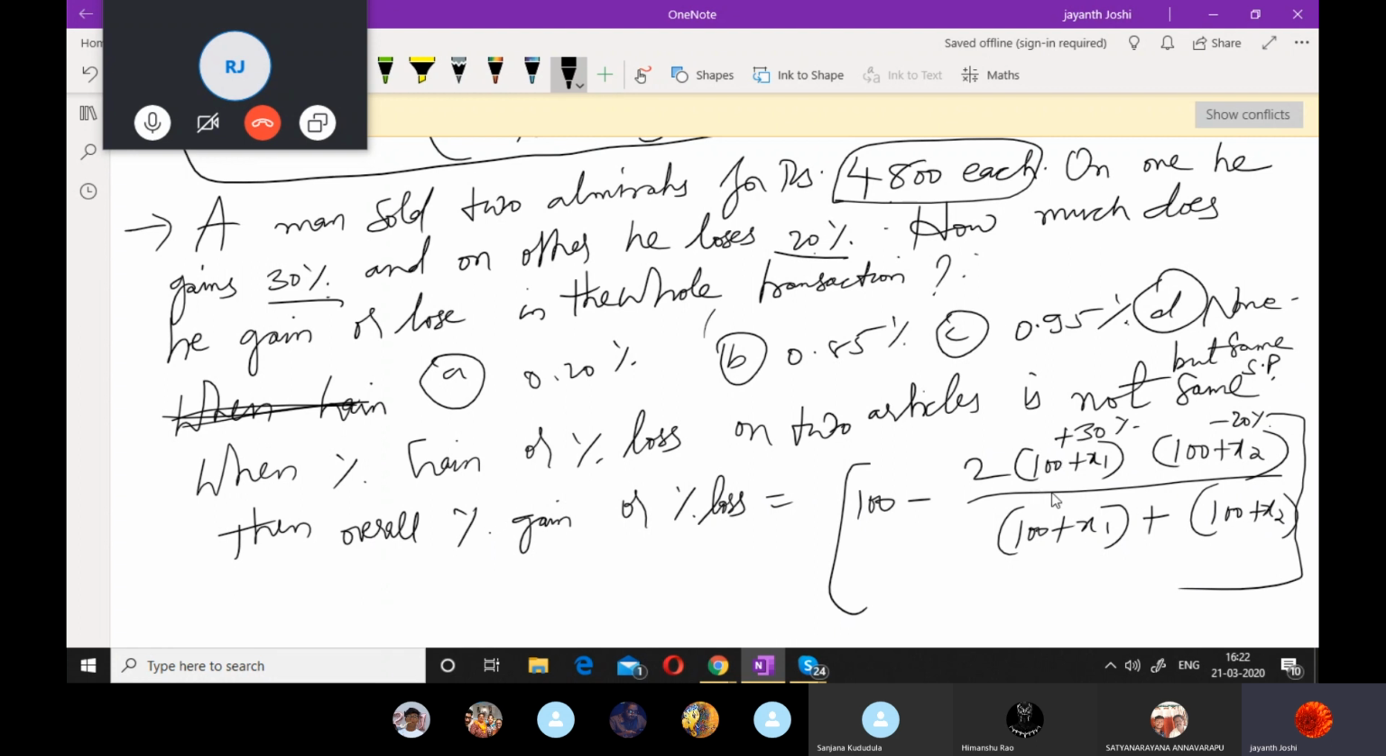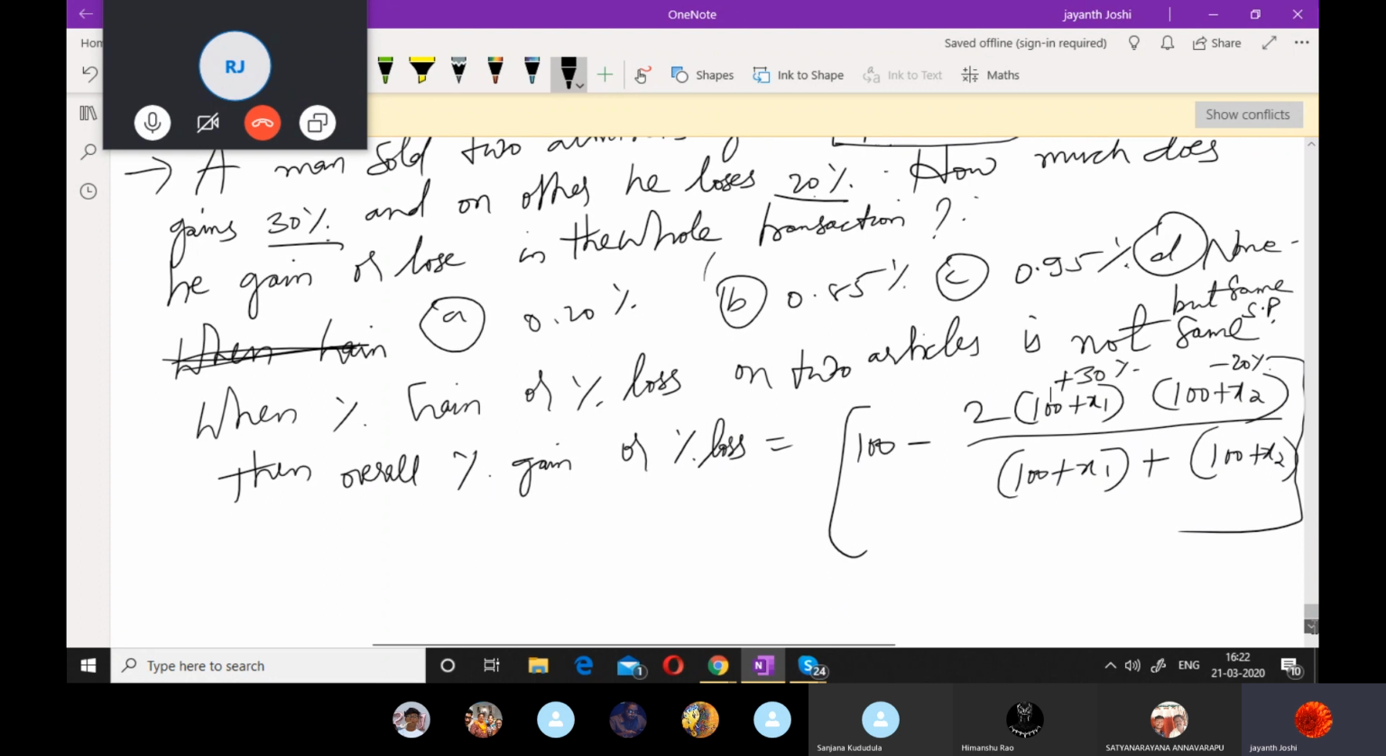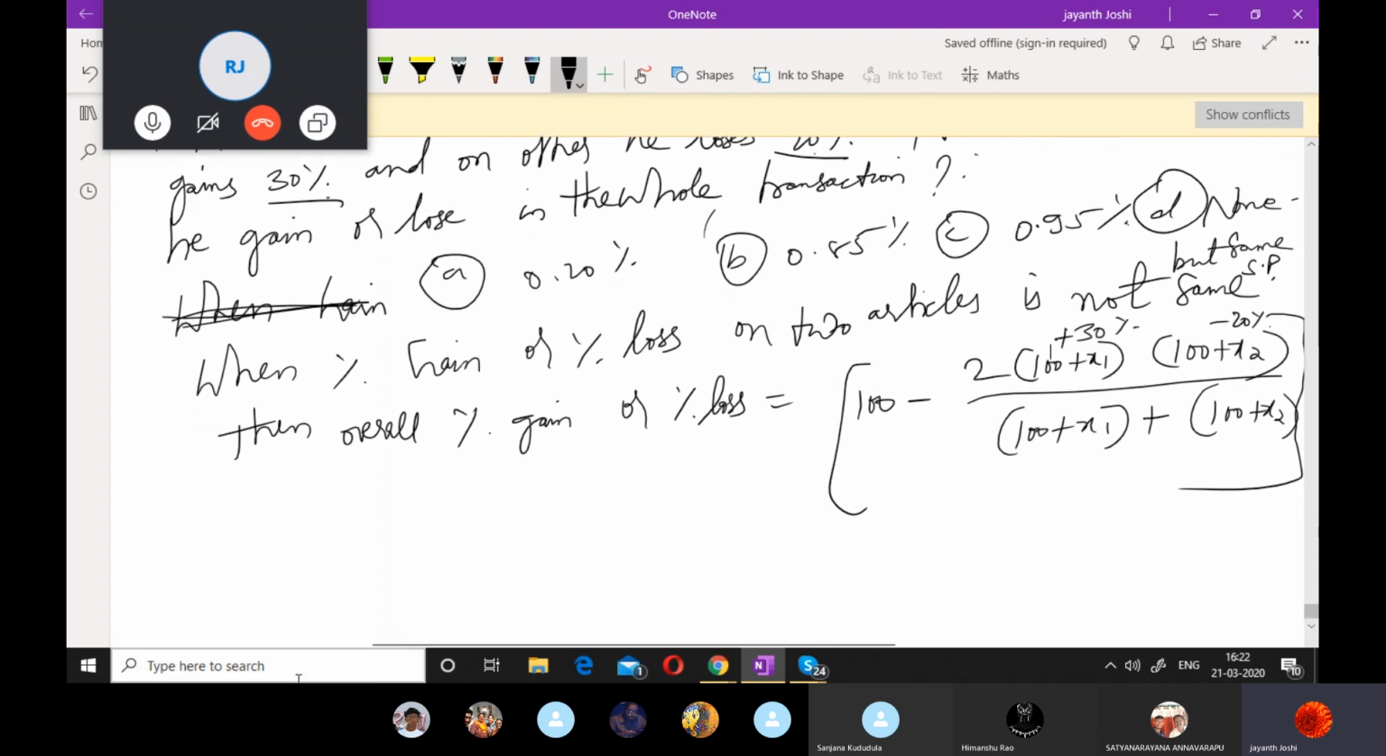Now you can solve this problem with the help of this formula by putting the values. You will get the answer. Do it. Tell me the answer.